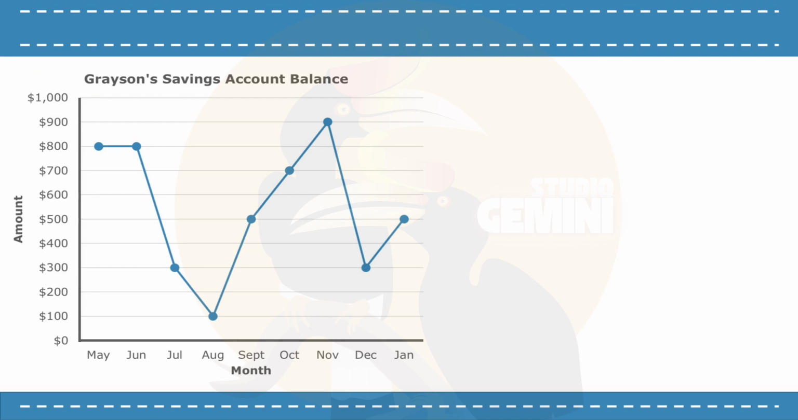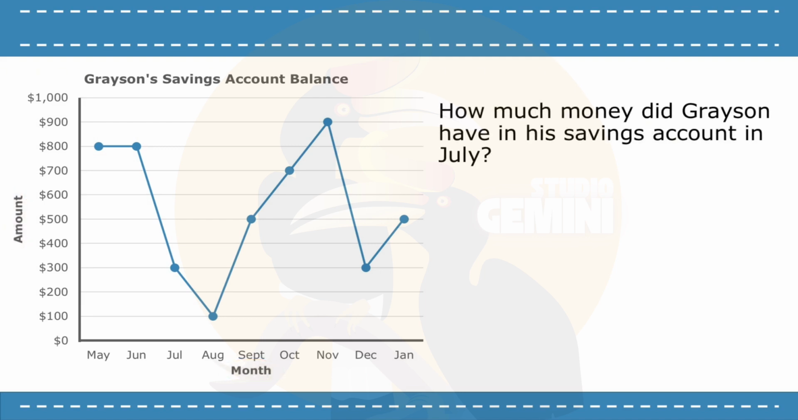In this case, it shows us the amount of money Grayson has in his savings account each month. The variables are the amount of money and the month. To interpret a line graph means to understand the information that the line graph contains. So for example, if we want to find out how much money Grayson had in July, we look at the point on the graph for July. That's this one. And we can see that he had $300.